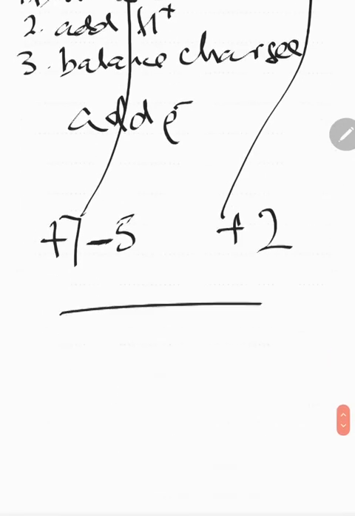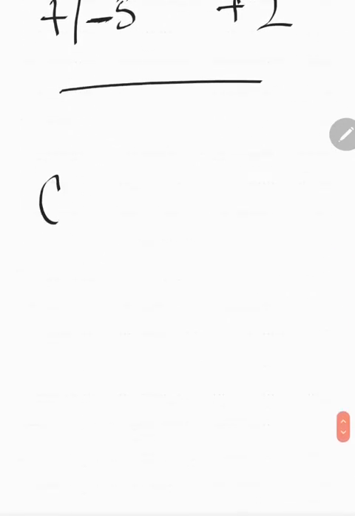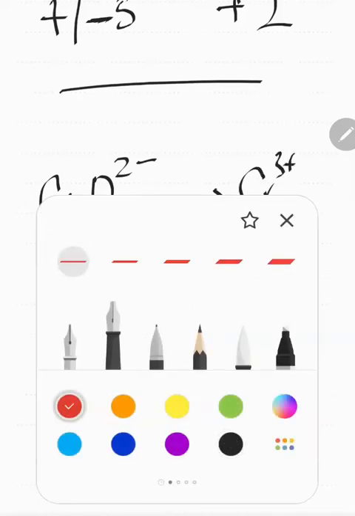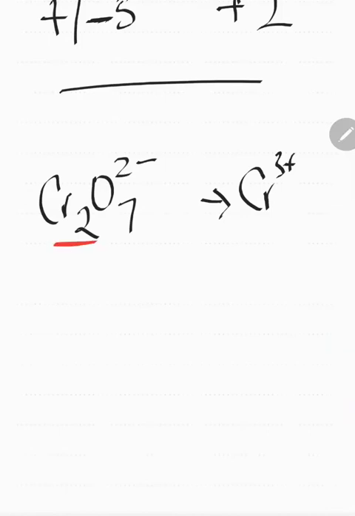Another good example for you. Dichromate, Cr2O7 2-, is reduced to chromium 3+. Okay, to balance this, first thing, balance the chromiums. Add 2.